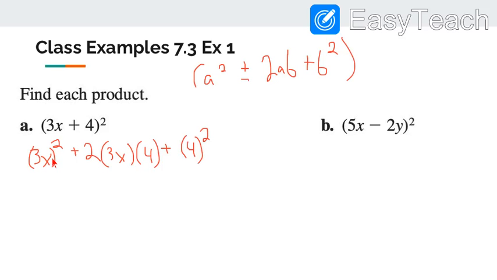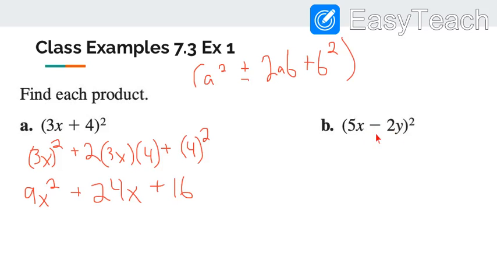Noticing that for each one of these, I'm taking my a value as 3x because it's the first piece, my b value is 4, so I'm plugging it into these same spots. As I work this through, I would get 9x squared plus 24x plus 16. Again, it makes it really simple because we can just multiply as we're working things through.